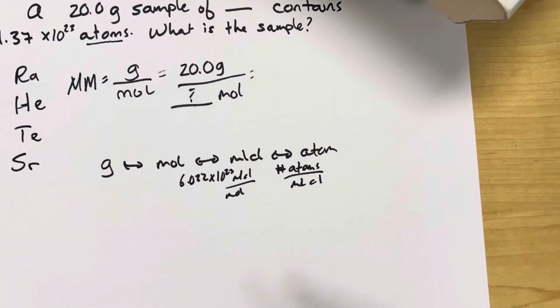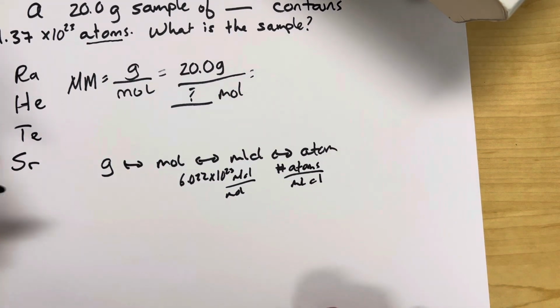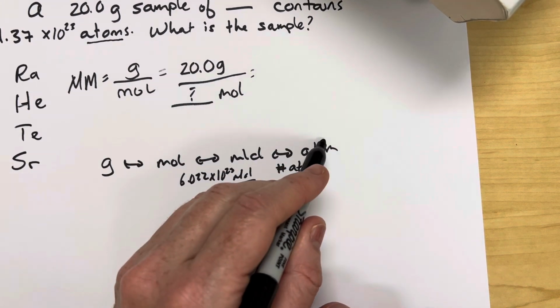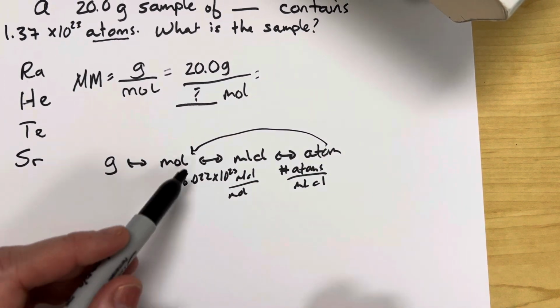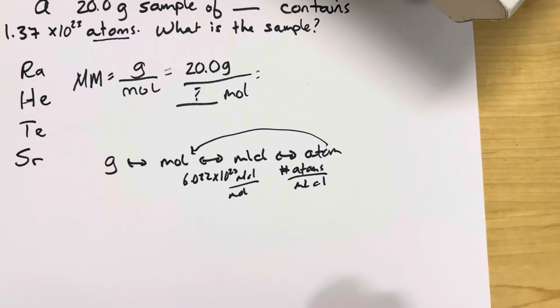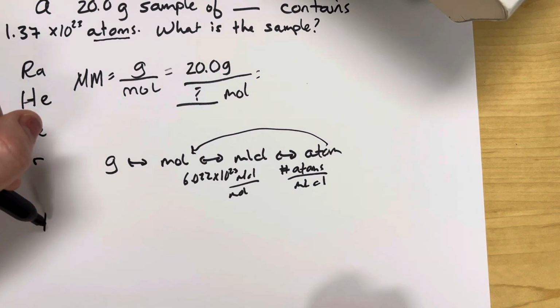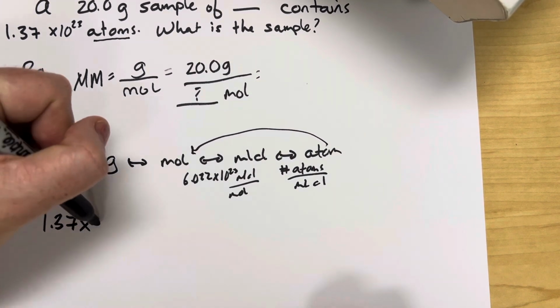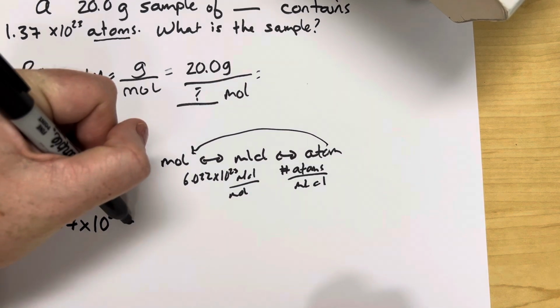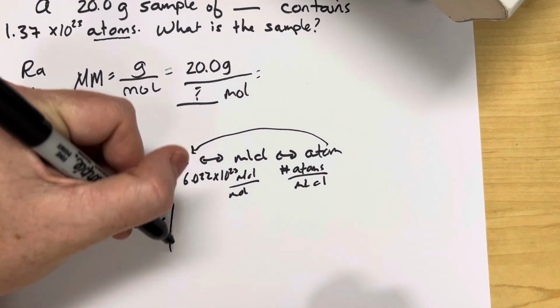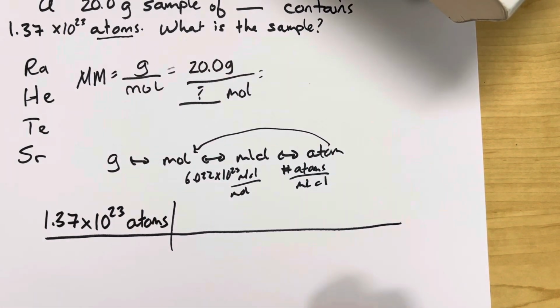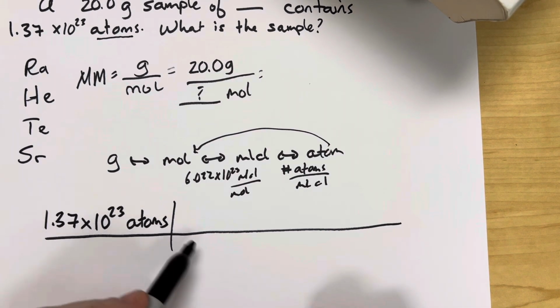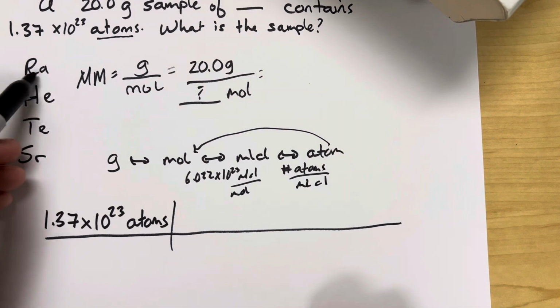But let's go ahead and do it. I think if we get started, it'll make it a little better. So we're going to start with atoms and work our way all the way to mole. Again, if we figure out mole, we can plug it in there and solve for our molar mass. All right, so starting with atoms, we got 1.37 times 10 to the 23rd atoms. Then if this is atoms, we know atoms has to go here.